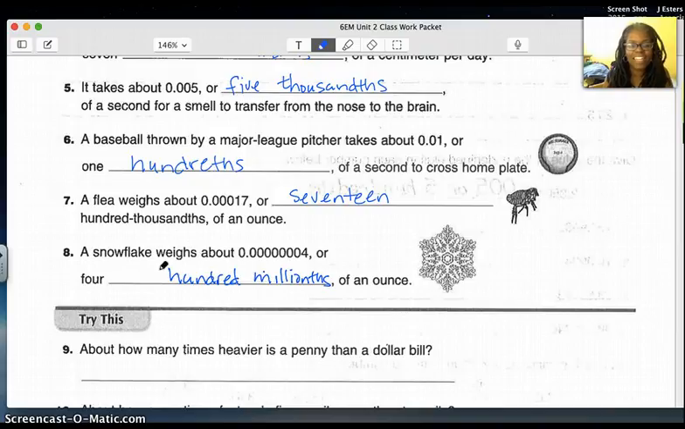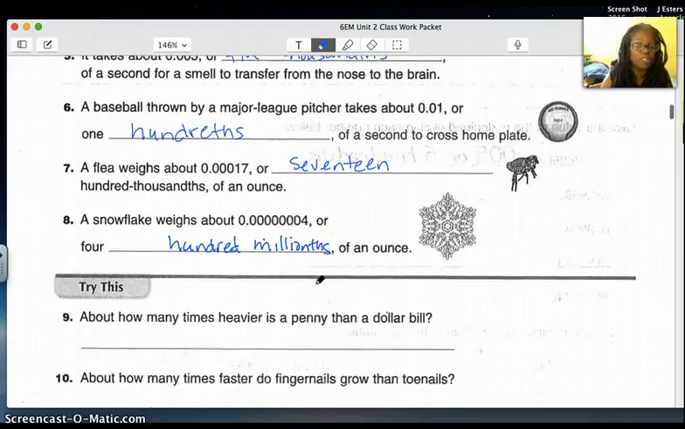All right, and finally, a snowflake weighs about, I counted carefully, tenths, hundreds, thousands, 10,000s, 100,000s, millions, 10 millions, 100 millions. So this is the 100 millionths of an ounce. All right, 400 millionths of an ounce.